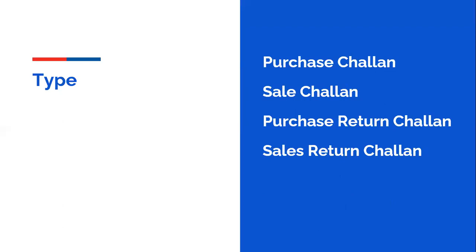Next, let's move on to the types of Challan. There are four types of Challan: the purchase Challan, sale Challan, purchase return Challan, and sales return Challan. We'll check it practically in Busy.